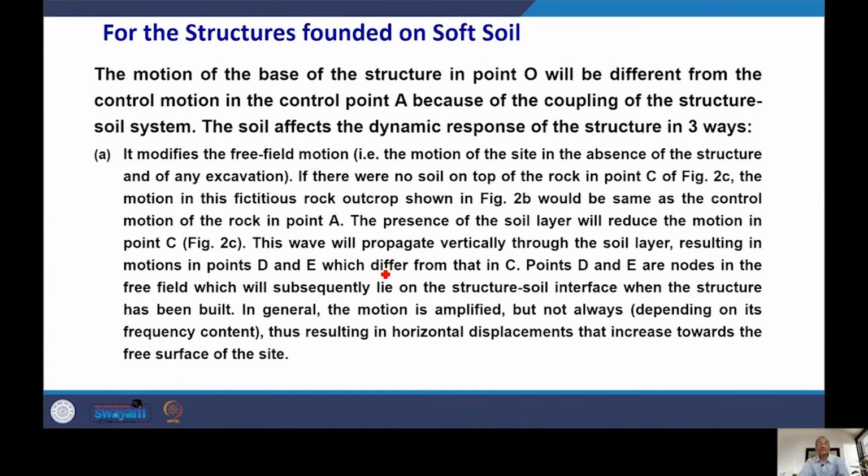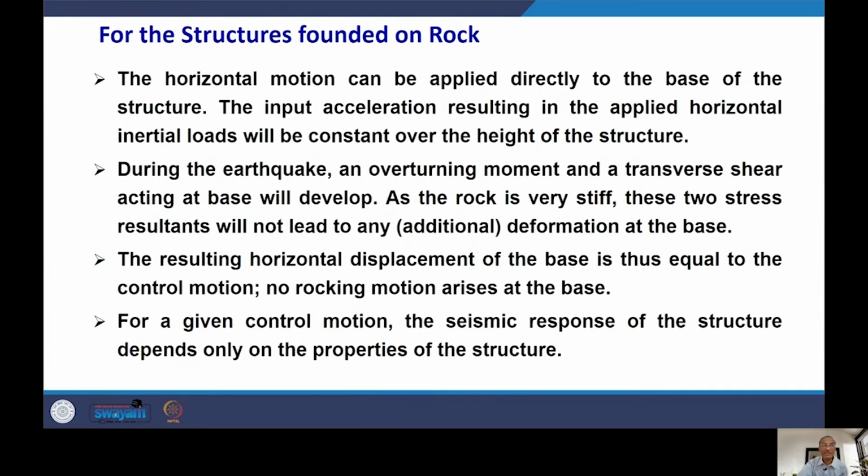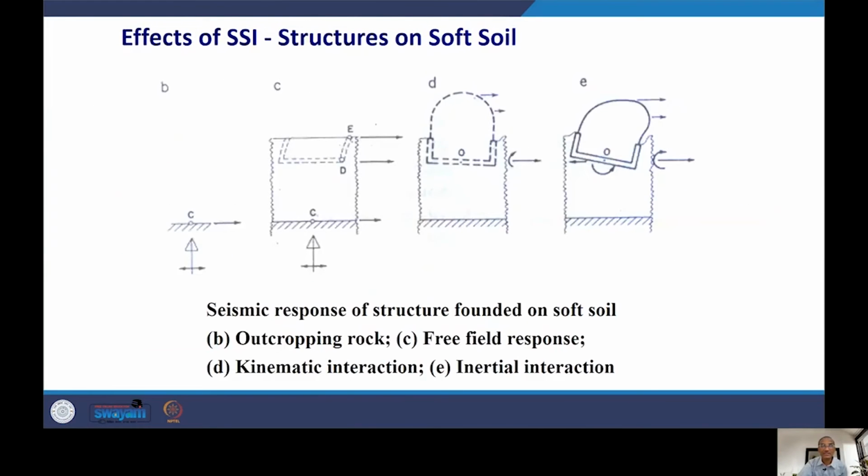Because of the coupling of the structure-soil system, the soil affects the dynamic response of the structure in three ways. How is it affected? It modifies the free field motion, and the free field motion is the motion at the site in the absence of the structure and of any excavation. If there were no soil on top of the rock, at point C of figure 2C, let's see, you have the case here. So what is the situation in this case?